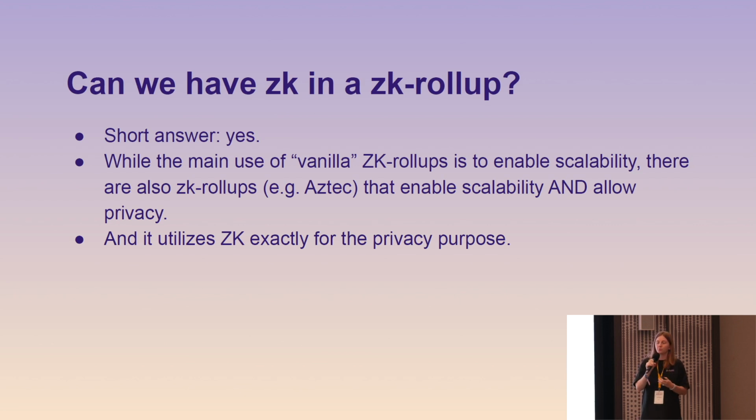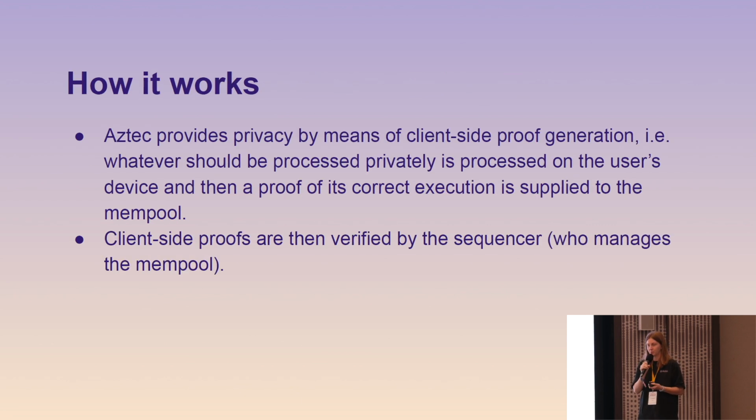While the main use of vanilla ZK rollups is to enable scalability, there are also ZK rollups, such as Aztec, that enable scalability and privacy. And it utilizes ZK exactly for the privacy purpose. How does it work? Aztec provides privacy by means of client-side proof generation, meaning that whatever we want to be private, we need to process client-side. Client-side on user's device, such as a smartphone or laptop browser.